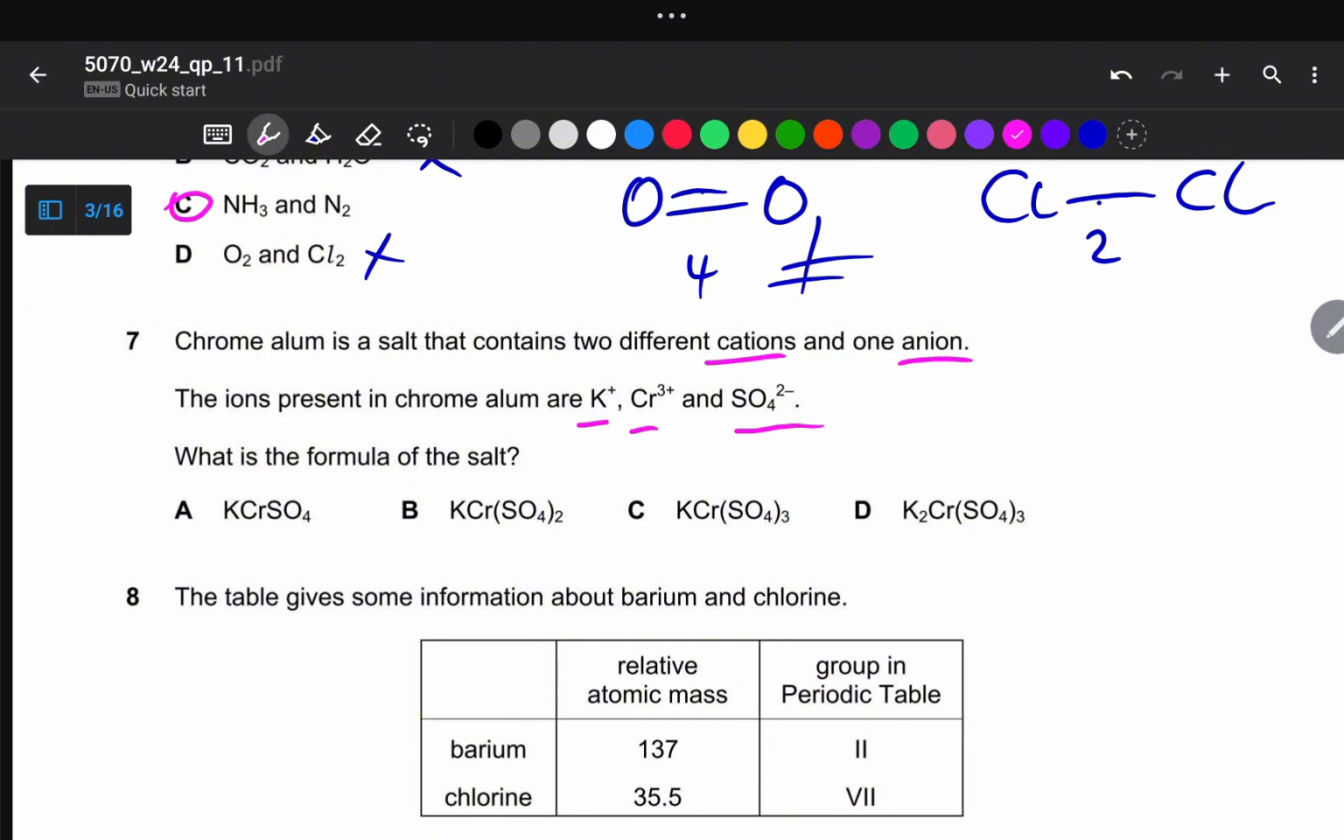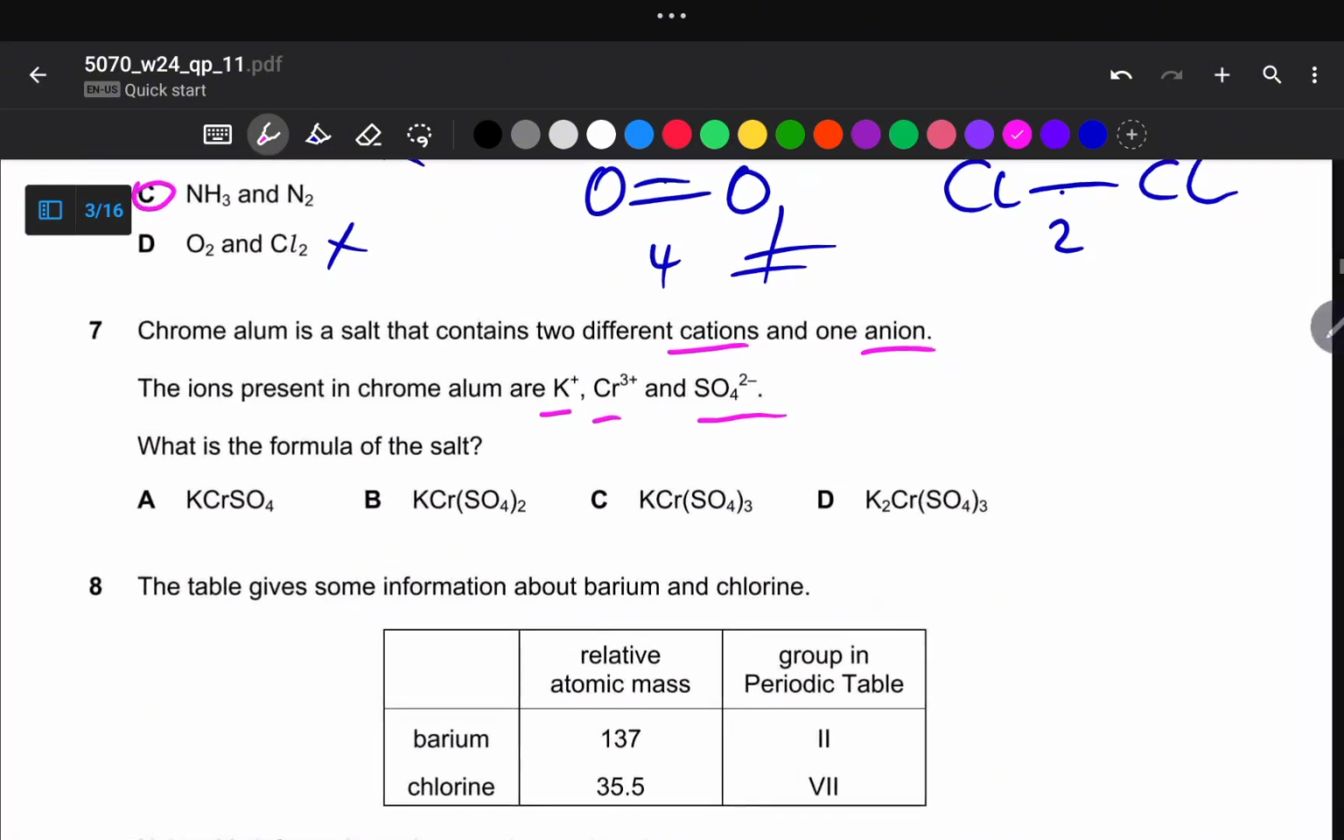So we need to balance the charges, right? So here we've got +1 for the potassium, and then +3 for chromium, and then -2 for sulfate. So this is not balanced. So it's +4 -2, so the answer is equal to +2. So we need another -2 to balance this +4. So it's minus 2 multiplied by 2. So this is plus 4 for the cations, and then minus 2 for the anions.